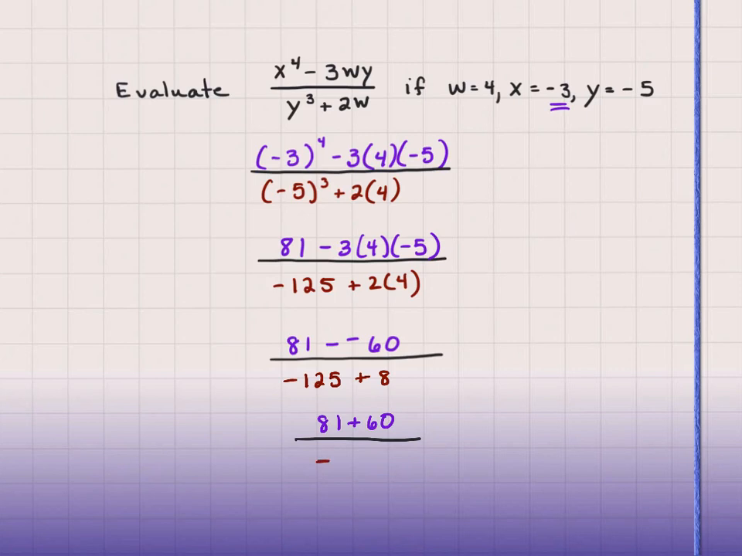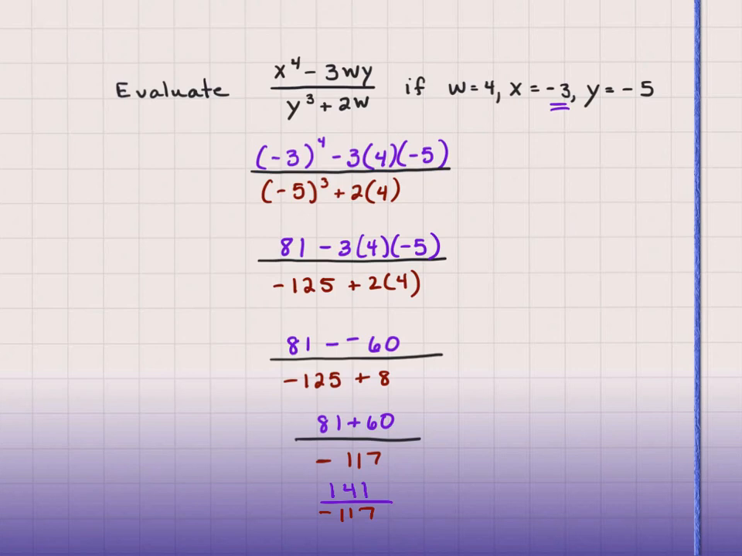Oops, let's get to red. And finally, we'll just add our numerator terms together. The 81 plus 60, 141. And our denominator is negative 117.